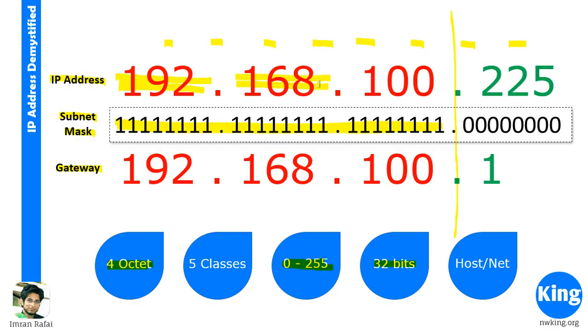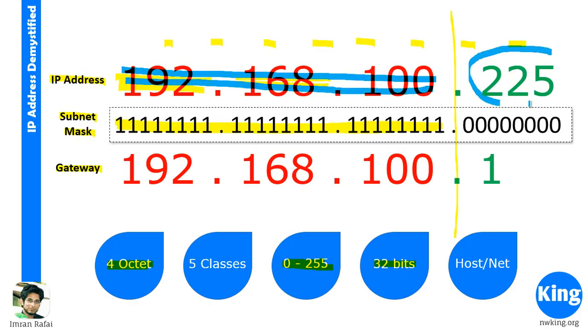So in this example, 192.168.100 is the network part. Let me just take another color. All right, so in this case, this is the network part and this is the host part. So in this case, IP addresses from 192.168.100.0 to 100.255 make up one big network.